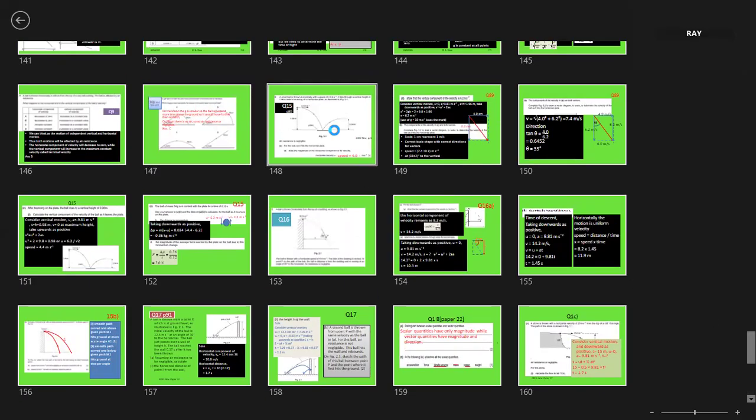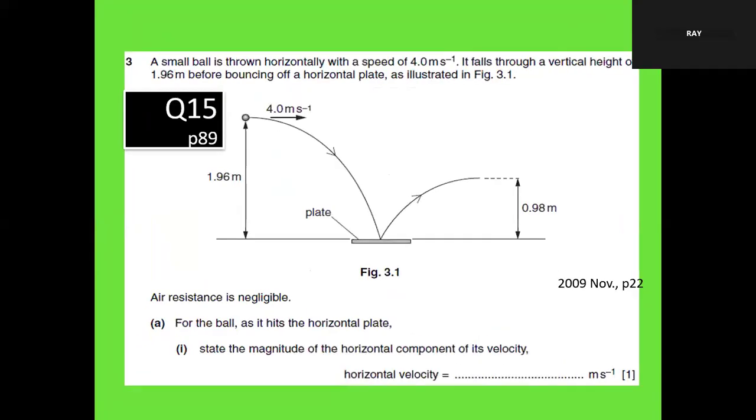Right. We will try number 15. We won't have time to solve it out, about three minutes left. A small ball is thrown horizontally with a speed of 4 meters per second. It falls through a vertical height of 1.96 m before bouncing off a horizontal plate.